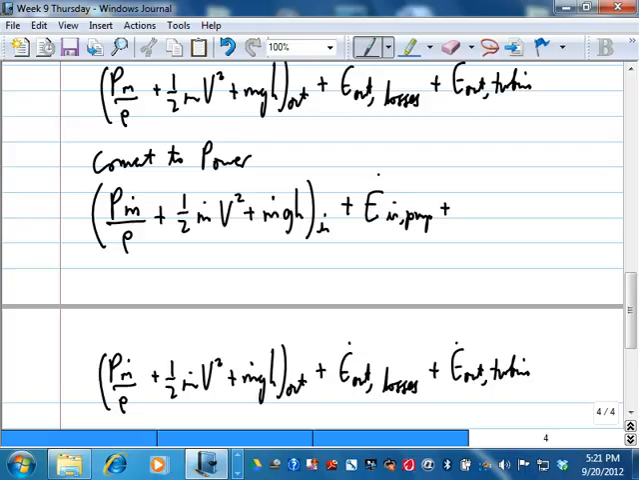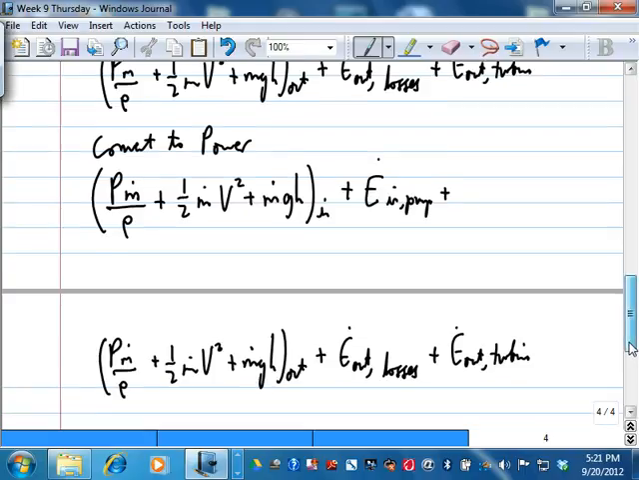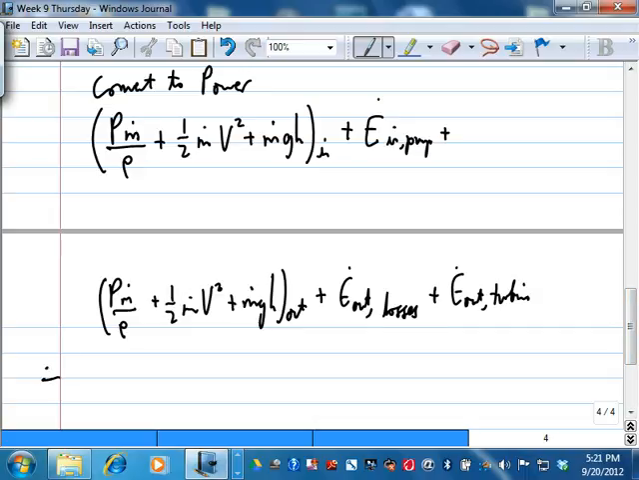Next step. I divide each term by m dot g. You can do it the other way also, but that's very cumbersome. All the energy equations in different forms are actually the same one. You just divide. So I divide by m dot g.